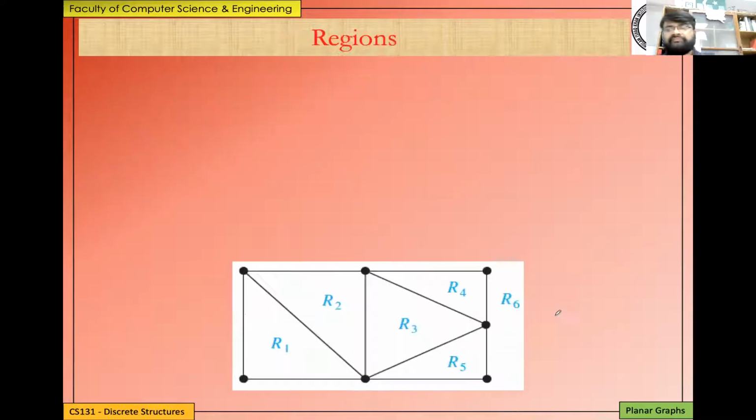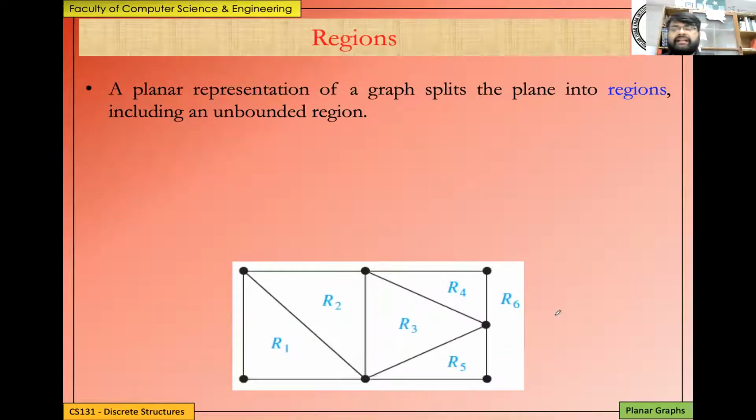The next point is that a planar representation of a graph splits the plane into regions, including an unbounded region. For example, if we have this graph, we notice that there are different regions: 1, 2. A region is basically a completely bounded area, right?